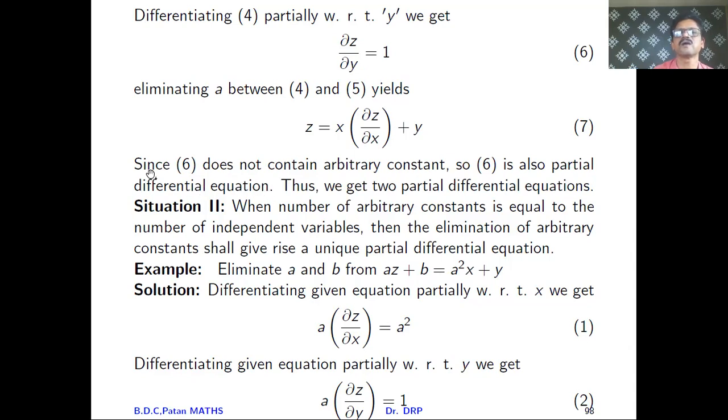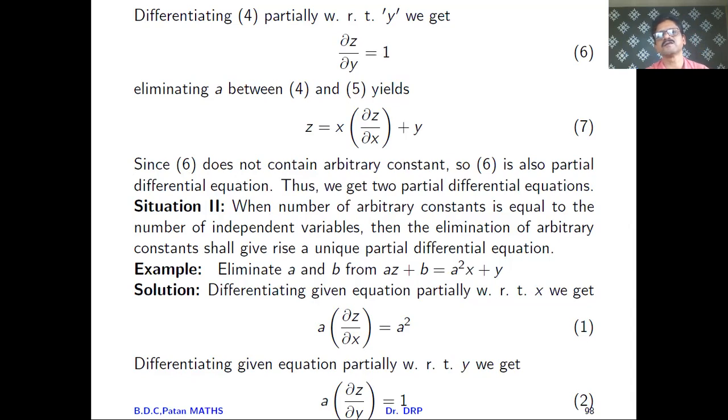Thus we get two partial differential equations. By the elimination of a from 4 and 5, you will get this as one partial differential equation, and this is free from arbitrary constant, so this is another partial differential equation. Thus we get two partial differential equations of order 1. What is the second situation?